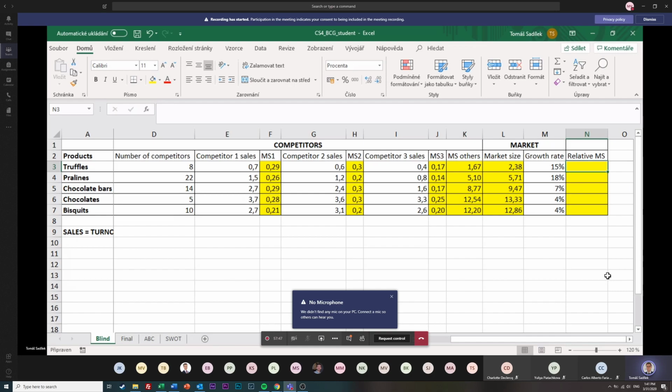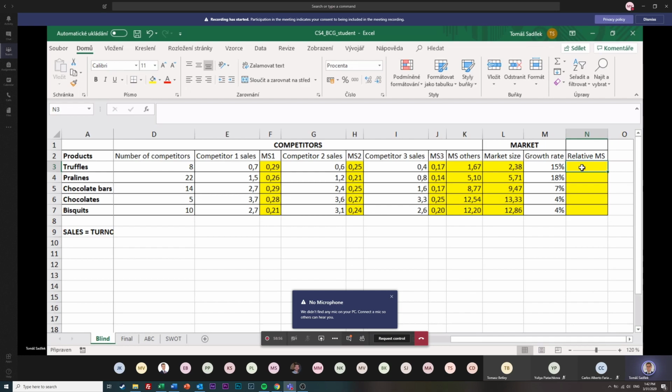So we have to calculate in a relative market share the market share of competitor number one and the market share of the chocolate company. So we should calculate there the points. So this relative market share is our market share, C3, divided by the market share of competitor number one. So C3 divided by F3.